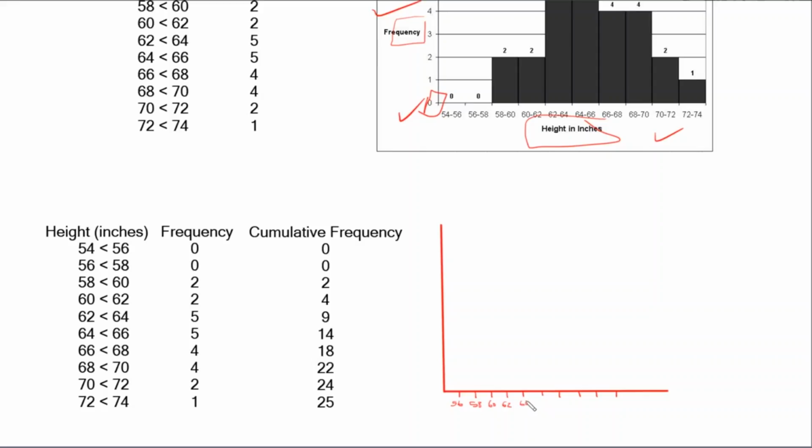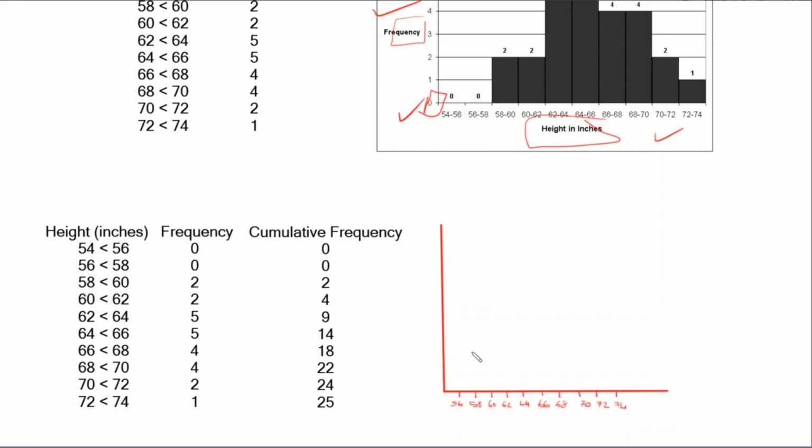64. Let me redo that one. 64, 66, 68, 70, 72, 74. Great. So we have all the numbers here. So now we're trying to add it. At the first one, we're still at 0, so it's just down here. And then the next one, still at 0. And now we've gone to 60.